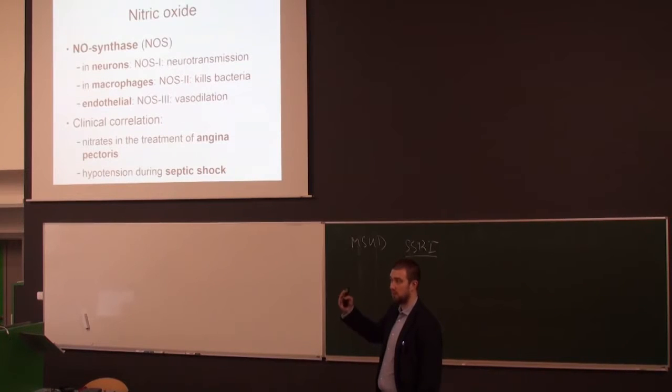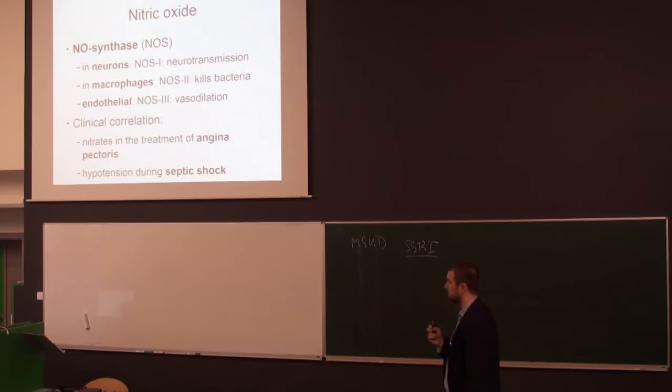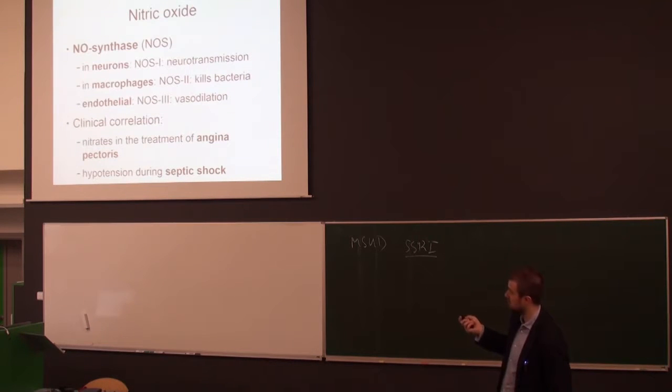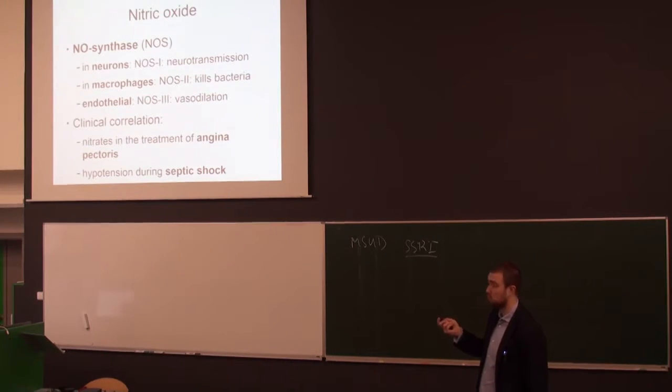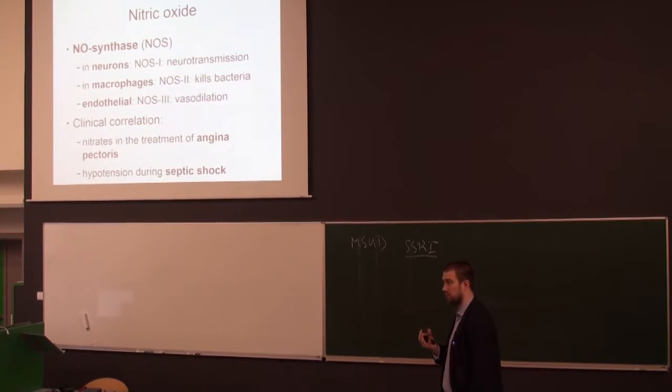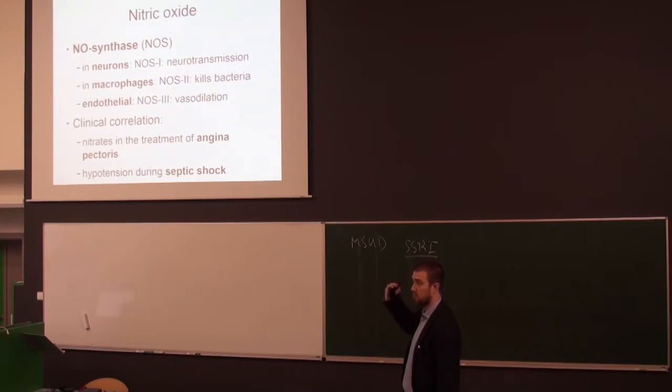So when you have the pathogens, you want to destroy them by the immune cells. But unfortunately, this nitric oxide will also modulate the vascularization. And if you have overproduction of nitric oxide, the result will be hypertension.